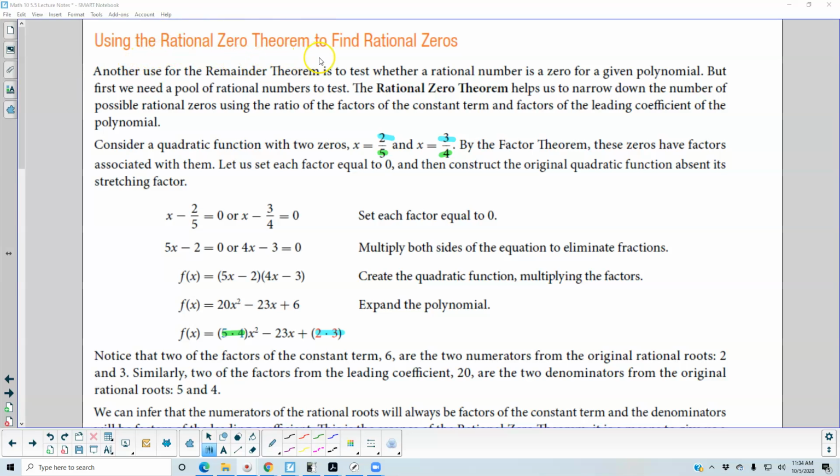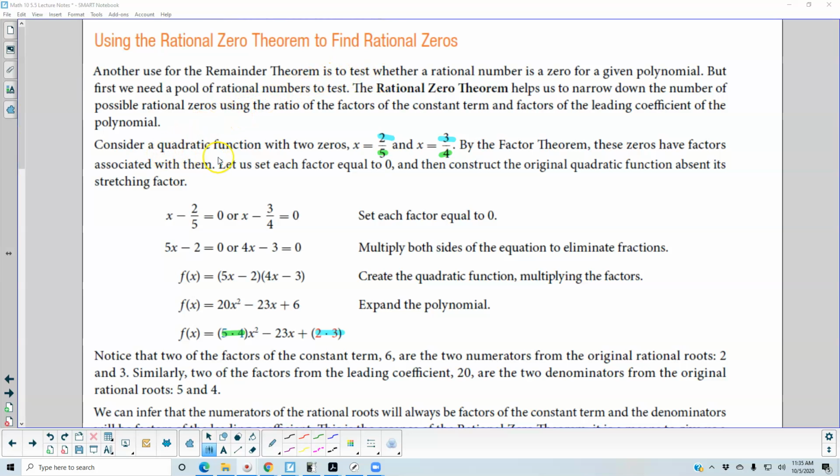Using the rational zero theorem to find rational zeros. Another use for the remainder theorem is to test whether a rational number is a zero for a given polynomial. But first we need a pool of rational numbers to test. The rational zeros theorem helps us to narrow down the number of possible rational zeros using the ratio of the factors of the constant term and the factors of the leading coefficient of the polynomial.